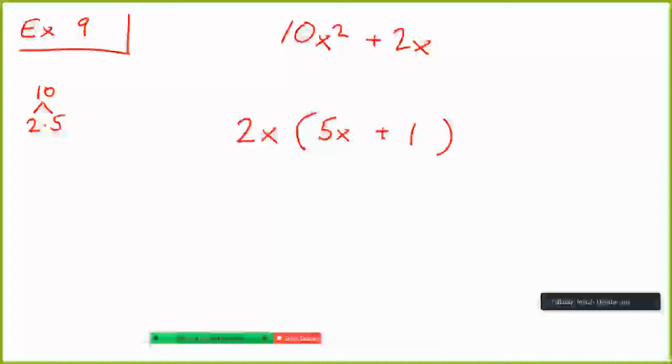I'm writing this with a lot of space, hopefully to make it clear. But what this means, folks, is 2x times. Don't forget that these are being multiplied. My 2x is right up on the parentheses, being multiplied to 5x plus 1. But we're not going to multiply it. We want to factor it. So here we would be done. This is our solution.